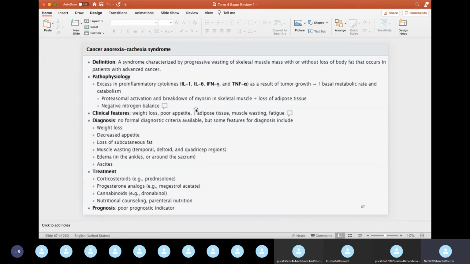Sometimes in cancer, you can have anorexia or cachexia. Why do you have cachexia? Meaning you have muscle wasting, you have loss of fat because of inflammatory cytokines, specifically IL-1, IL-6, interferon gamma, and TNF-alpha. So you have weight loss, poor appetite, you have decreased adipose tissue, you have muscle wasting. This is a poor prognostic factor. If you have cachexia, what's the treatment? You give corticosteroids, or you can give cannabinoids, okay?